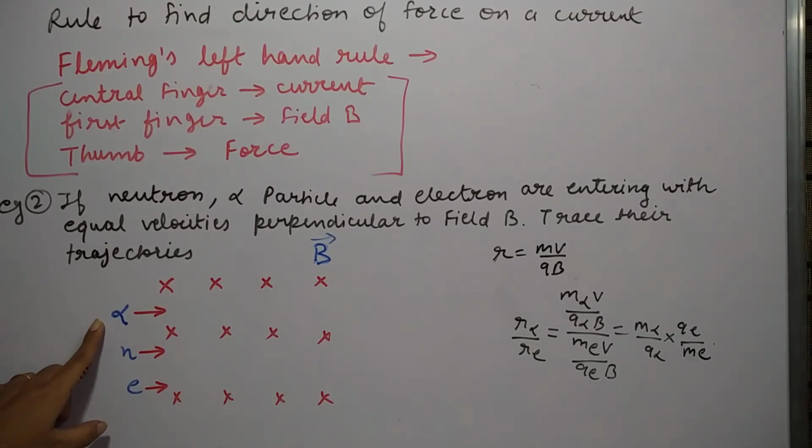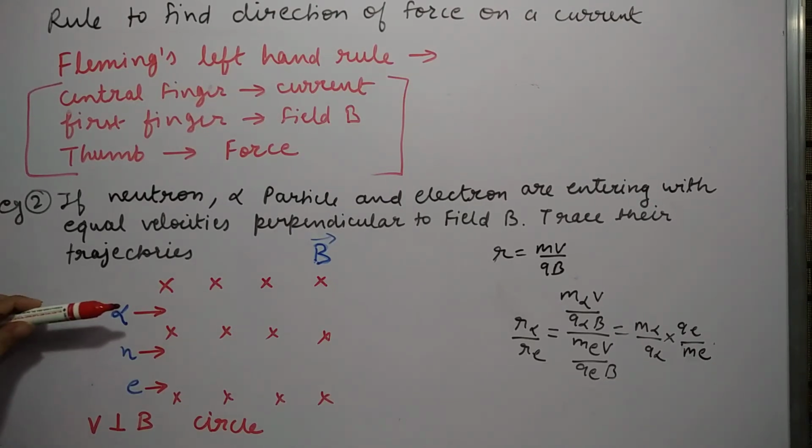Now first of all, let us see the direction. So whenever the velocity and magnetic field B are perpendicular, then the charge makes the circle. Correct? Charge makes the circle. This we have already studied.